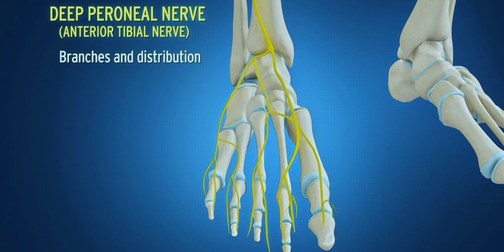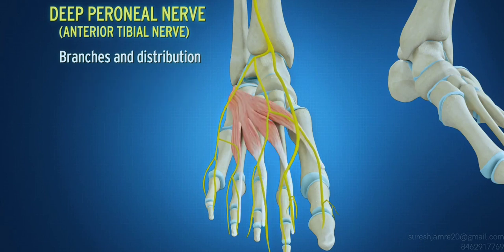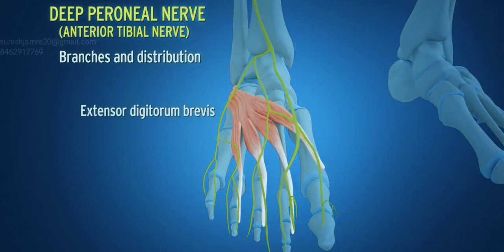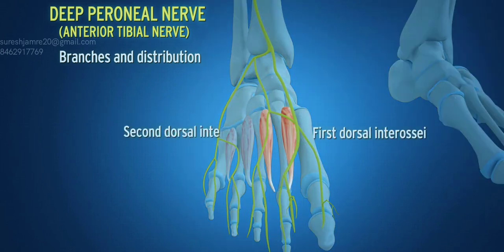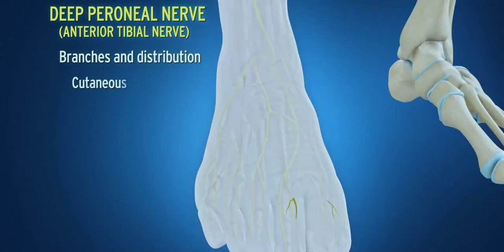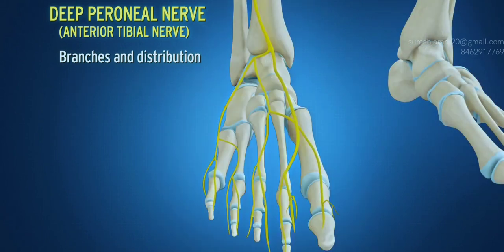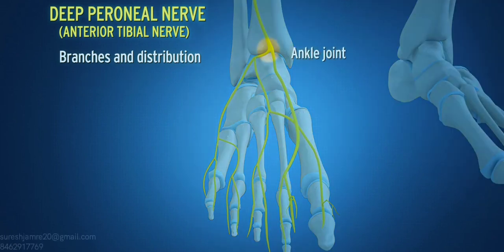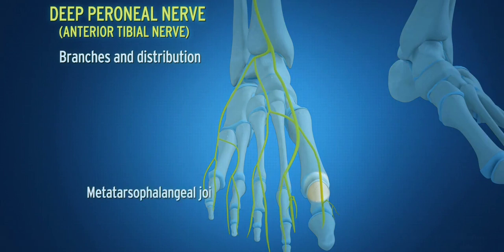Branches and distribution. Muscular branches supply the muscles of anterior compartment of the leg, the extensor digitorum brevis on the dorsum of the foot, first and second dorsal interossei. Cutaneous branch supply adjacent sides of the first and second toes. Articular branches supply ankle joint, tarsal joints, tarso-metatarsal joint, and tarsophalangeal joint of the big toe.